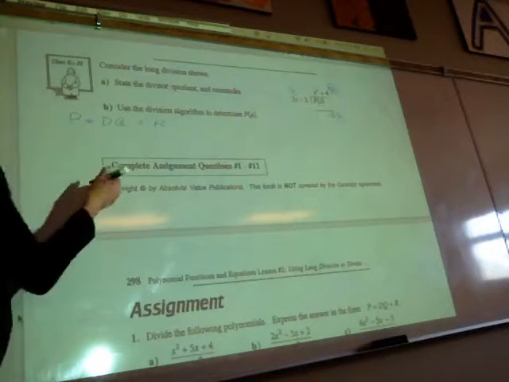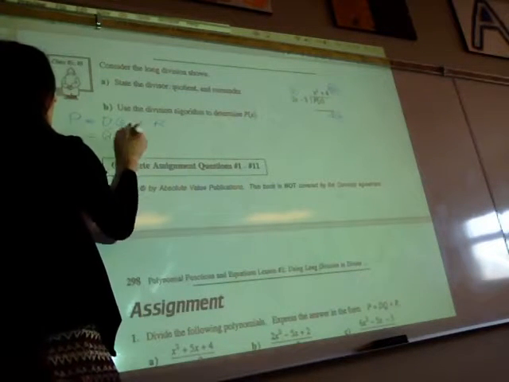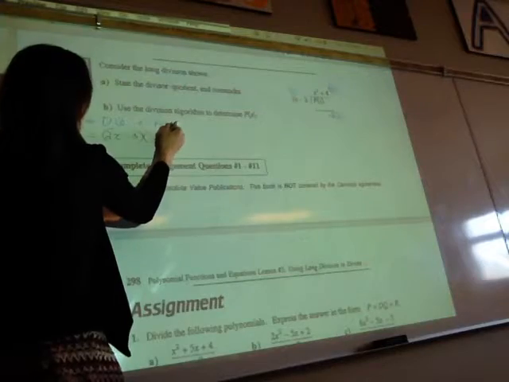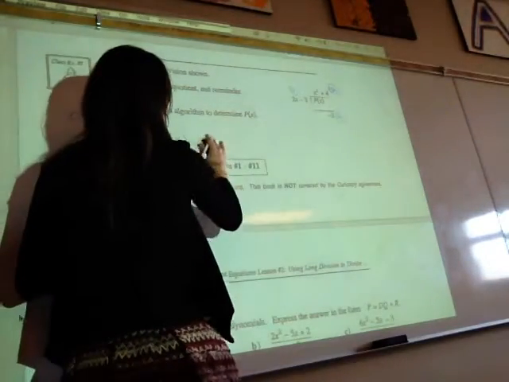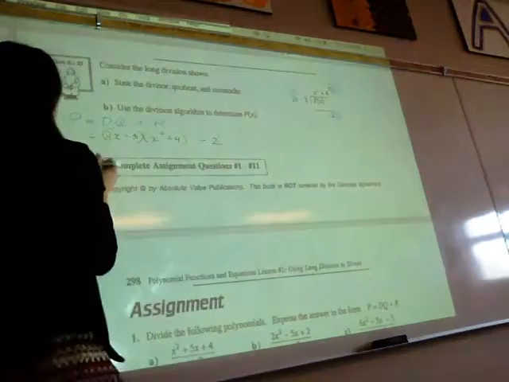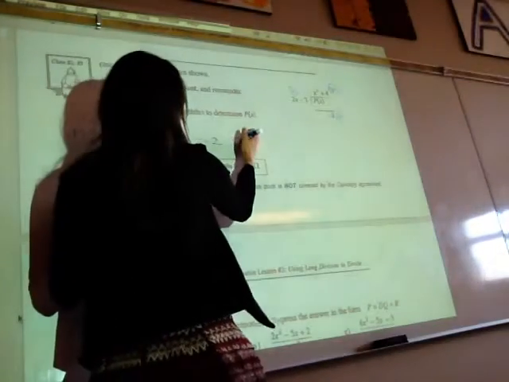So let's plug in what we know. Our divisor was 2x minus 3. Our quotient was x squared plus 4. And our remainder is negative 2. What do I need to do to find that polynomial? Just distribute. Yeah, distribute or expand.